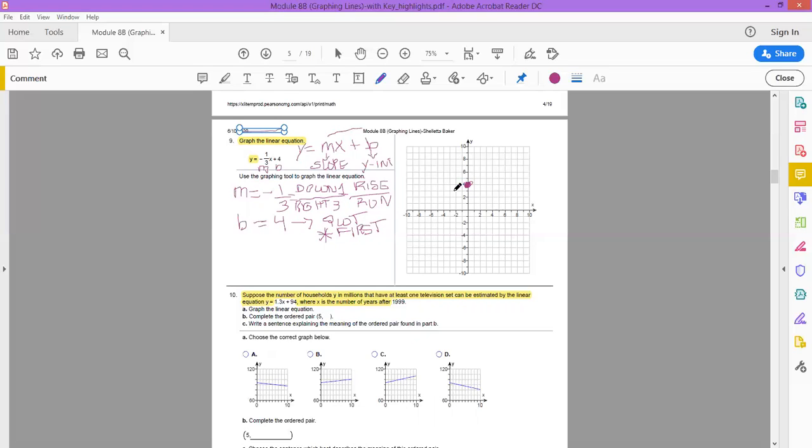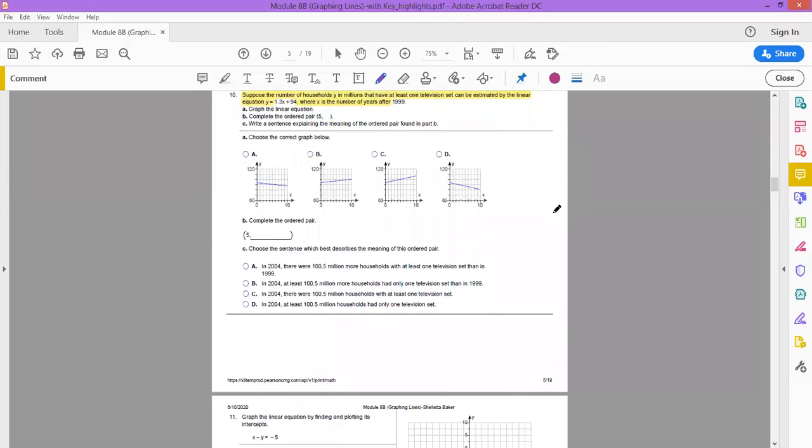Starting at our y-intercept, the first point we plotted, we're going to move down 1, right 3, and plot the point. So down 1 space, right 1, 2, 3, plot the point. And there we have our 2 ordered pairs. We can graph the line by connecting those 2 points. All right, let's move on.